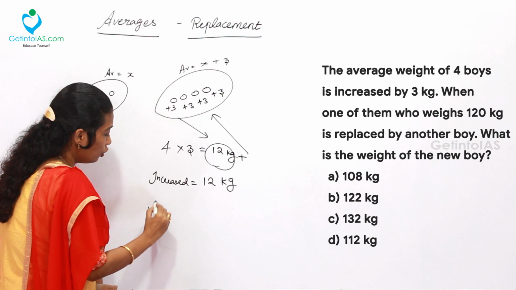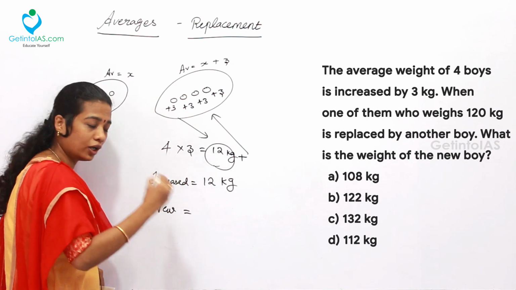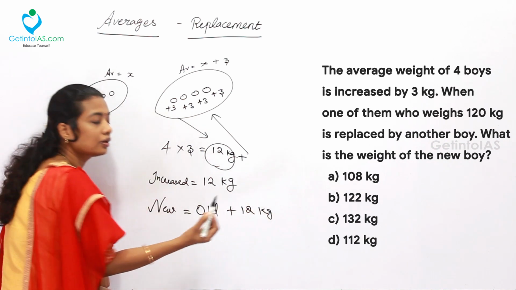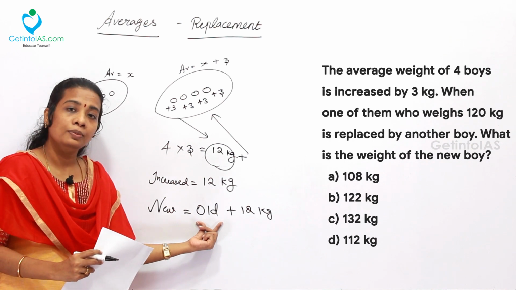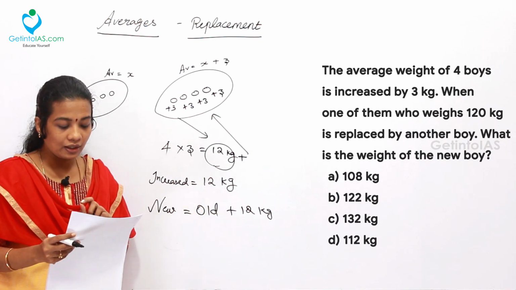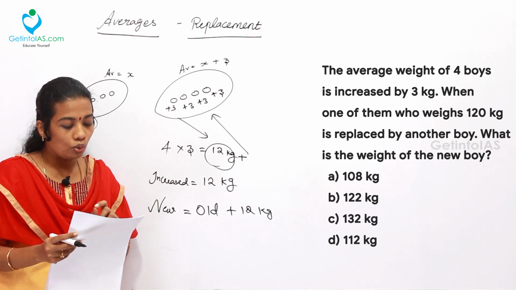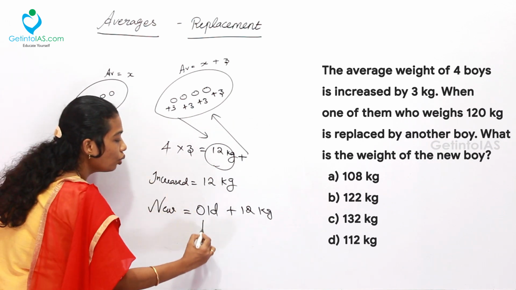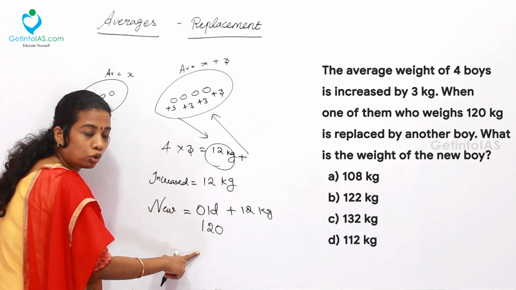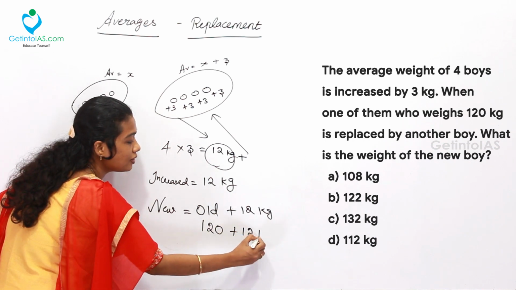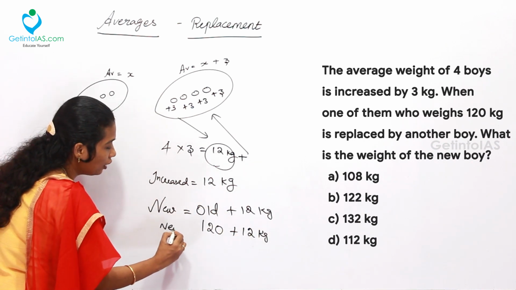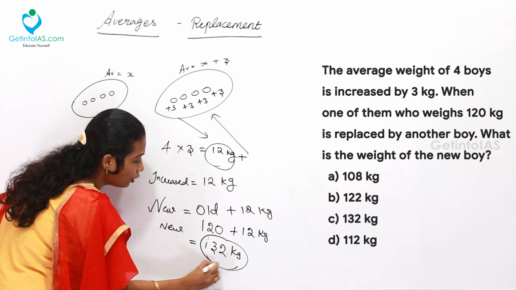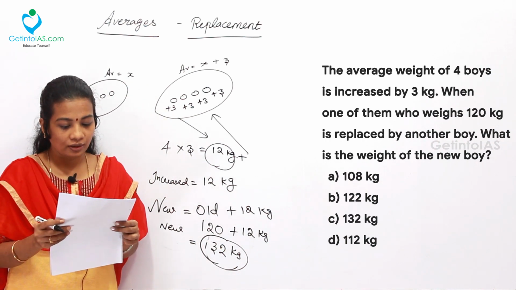So which means the new member's weight will be equal to the old member's weight plus 12 kg. That's all. If you know the old member's weight, directly you can add it. It is clearly given. One of them who weighs 120 kg is replaced. Replaced means he is going out. So the weight of that old person is 120. The new person's weight will be plus 12 kg. So simply the new person's weight will be 132 kg, which is given in option C.